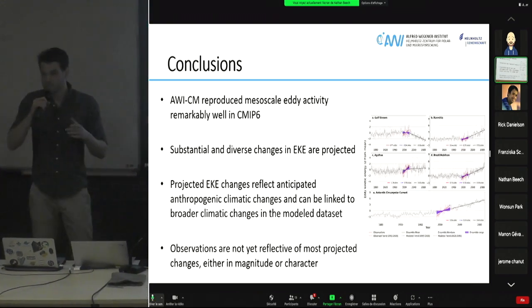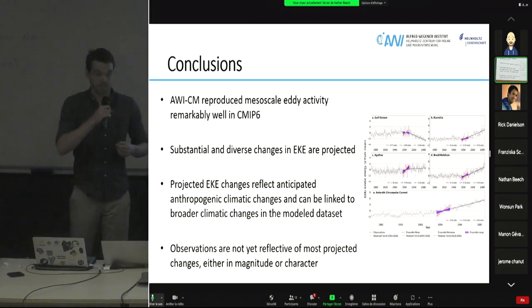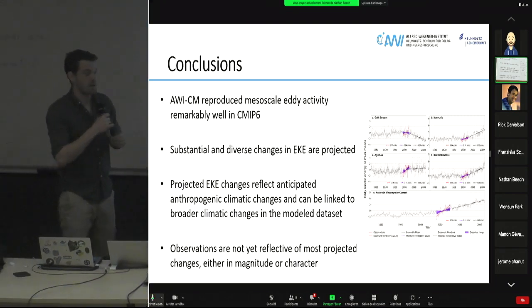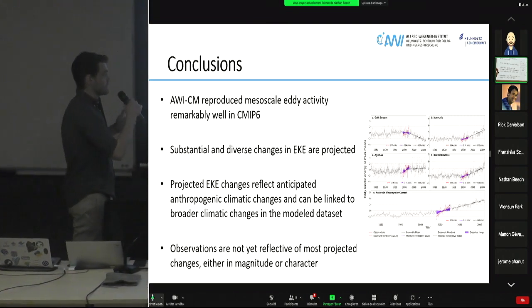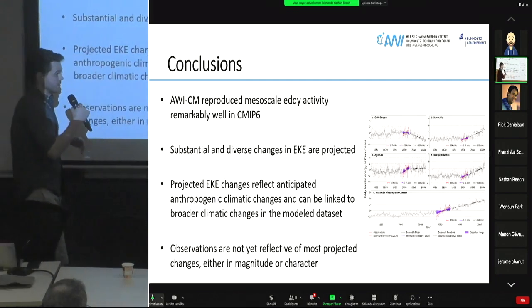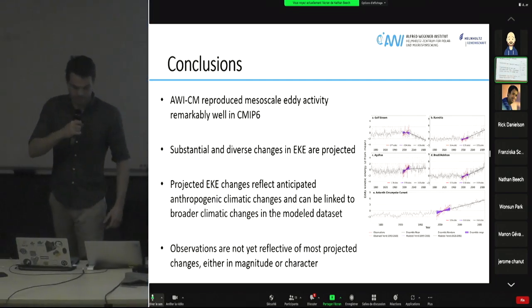And finally, in most regions, the observable changes do not seem to be reflective of the long-term projections, either in character, so in increase or decrease, or in magnitude, so whether or not they will accelerate.